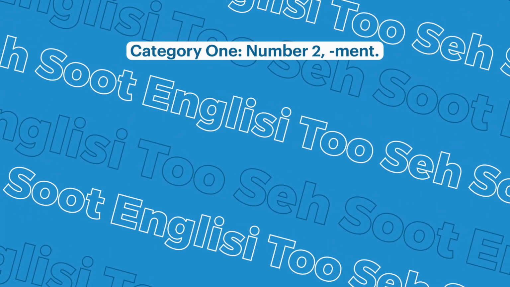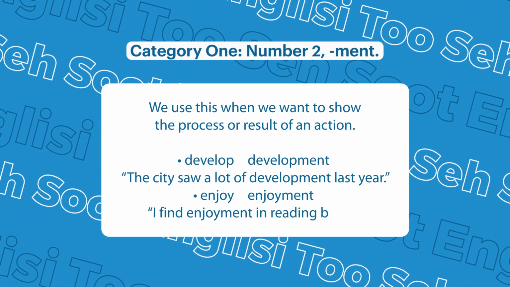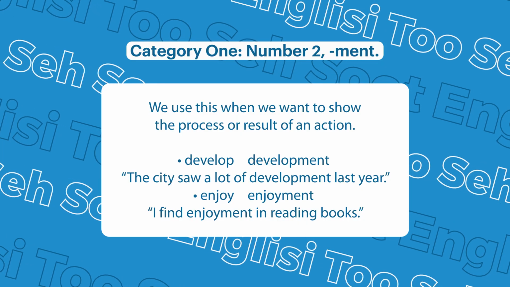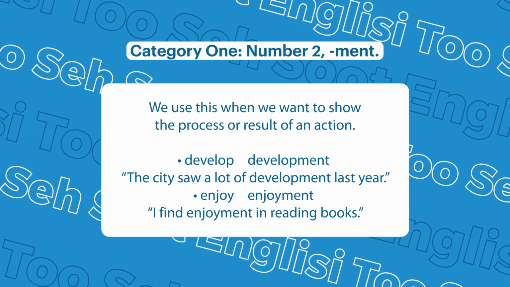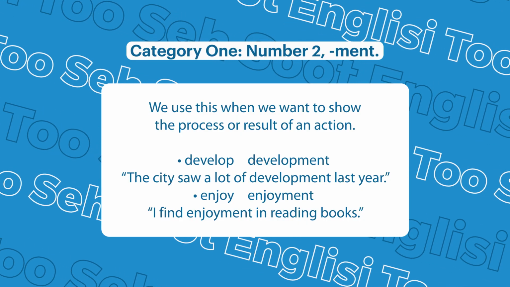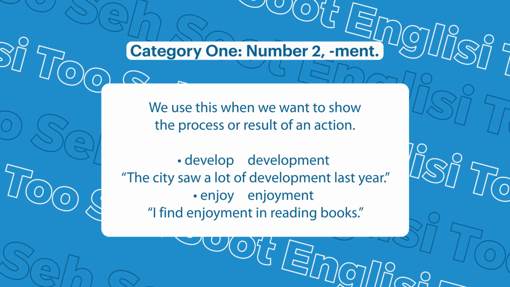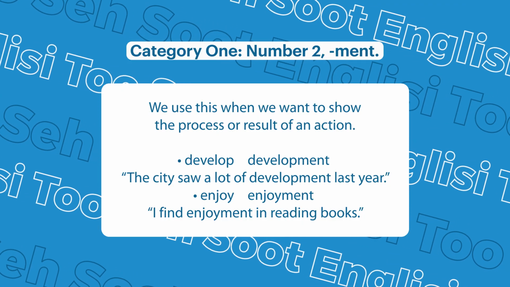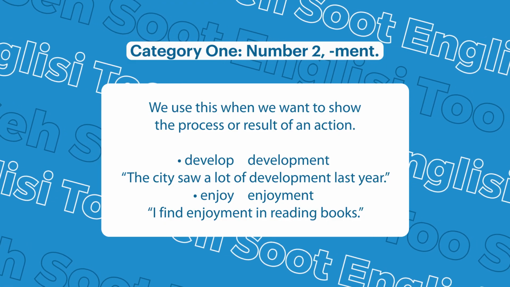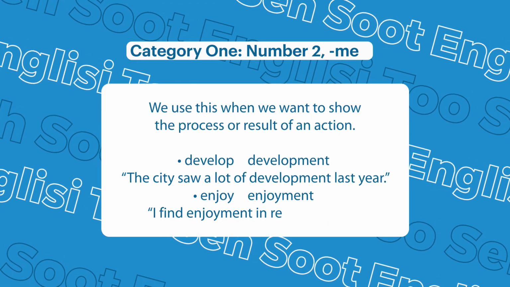Number 2, ment. We use this when we want to show the process or result of an action. Develop becomes development. The city saw a lot of development last year. Enjoy becomes enjoyment. I find enjoyment in reading books.